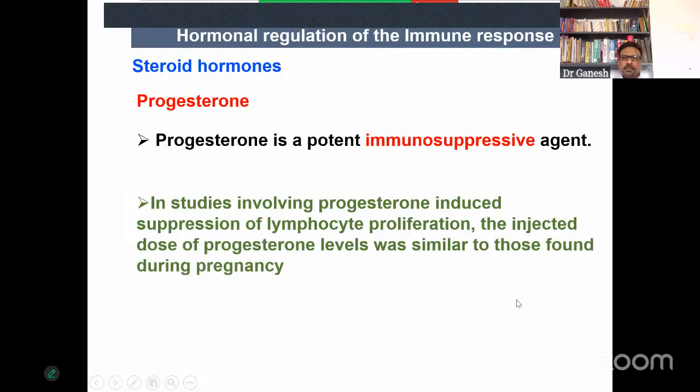And progesterone is known as an immunosuppressive agent, which we know through pregnancy and during the menstrual cycle also. The immunosuppressive effect is mainly because of the progesterone. In studies involving progesterone-induced suppression of lymphocyte proliferation, the injected dose of progesterone was similar to that of pregnancy. So in the experimental condition, if you inject a progesterone dose similar to that of pregnancy, you can expect the same kind of suppression of the immune response that may occur during pregnancy.